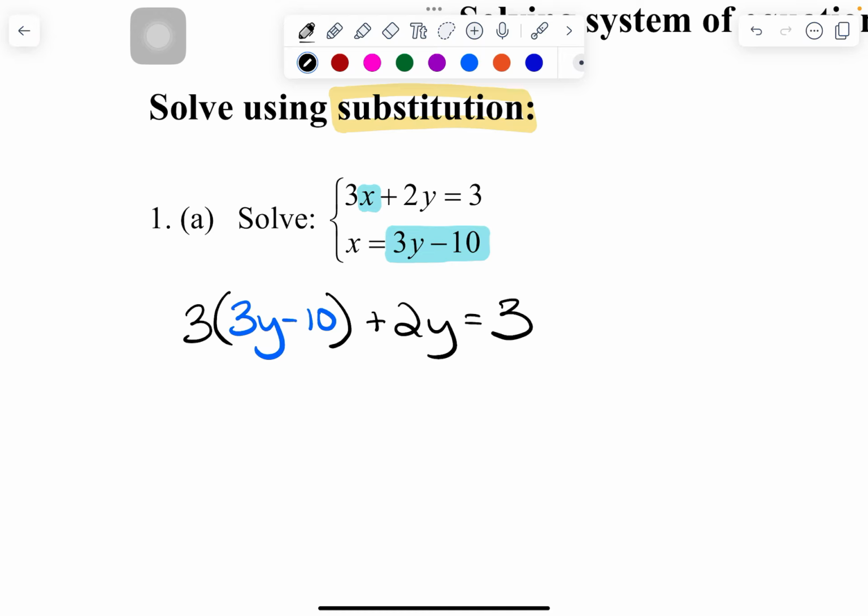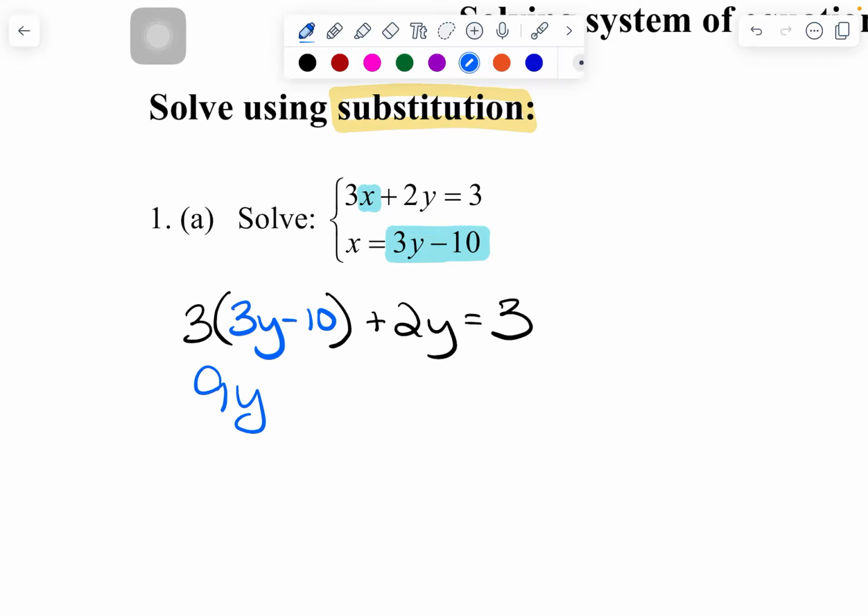Now, here's the cool part about substitution. If you do it correctly, the equation that you create will only have one variable in it. Now, you might be looking at this and thinking, wait a minute, there's two y's there. Yes, I know it's two y's, but both of the y's are the same variable, which means we can now solve this. All right, so I am going to solve this equation as I would anything.